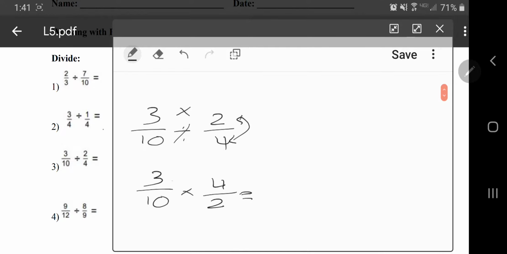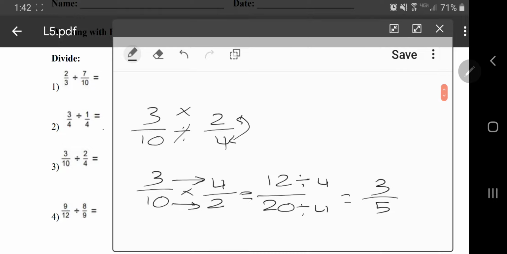Once that step is completed, you multiply straight across. So you have 3 times 4, which is 12, and 10 times 2, which is 20. Now, you can simplify this, and both of these numbers are divisible by 4. So you would divide by 4, and you will get 3 over 5.